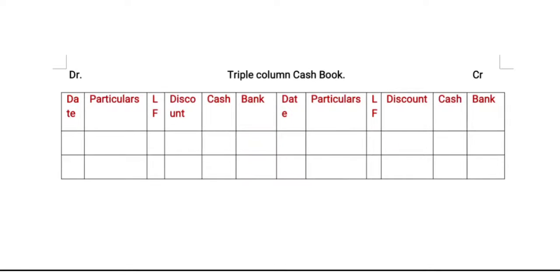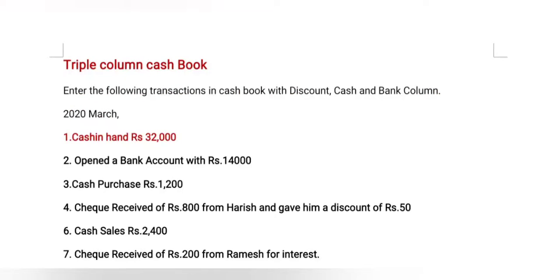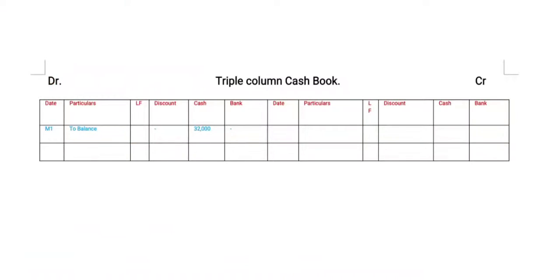Now we are going to prepare the first transaction. The first transaction is cash in hand rupees 32,000. Here we are going to prepare the cash book. Coming to the cash book debit side, it is March 1st to balance brought down, 32,000. This transaction is completed. Now we are going to another transaction.